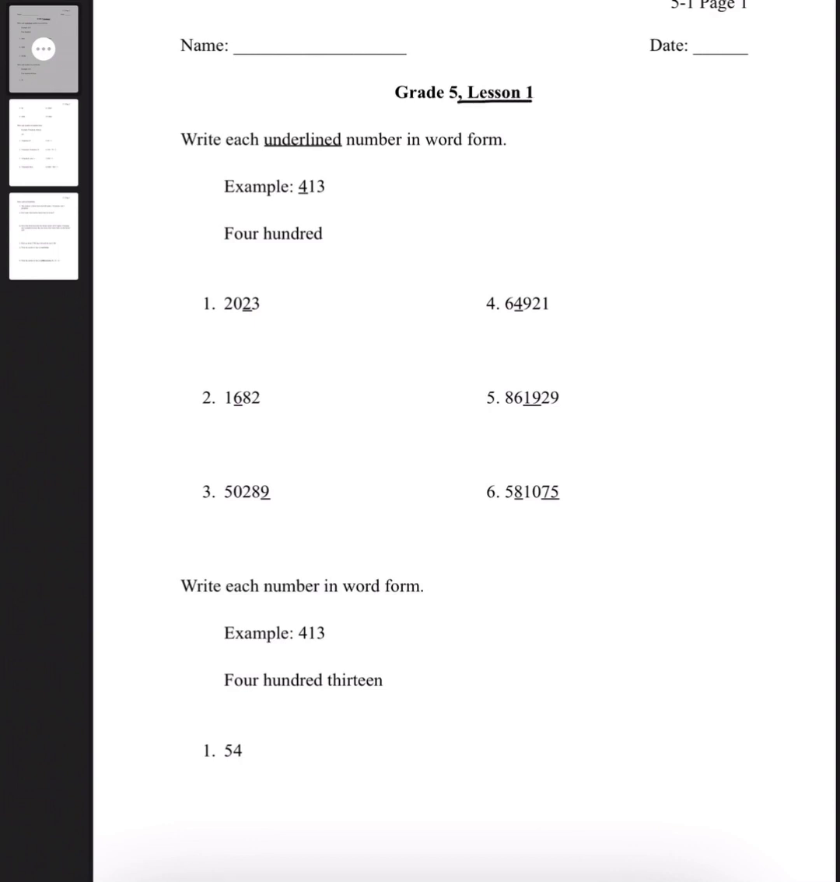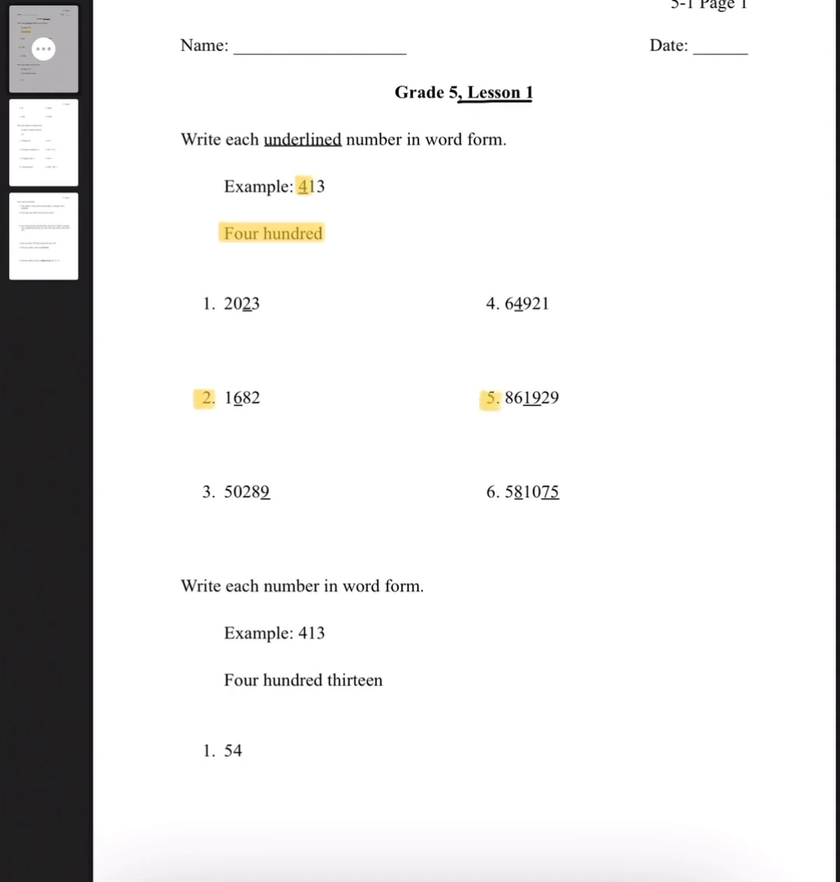So it asks us, write each underlined number in word form. And the example it gives us is 413. As we see here, 4 is the number underlined, so that means the answer will be 400 in word form. So we're going to be going over number 2 and 5.